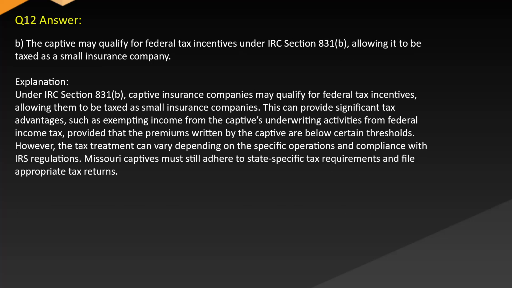Answer: B. The captive may qualify for federal tax incentives under IRC Section 831B, allowing it to be taxed as a small insurance company. Explanation: under IRC Section 831B, captive insurance companies may qualify for federal tax incentives, allowing them to be taxed as small insurance companies. This can provide significant tax advantages, such as exempting income from the captive's underwriting activities from federal income tax, provided that the premiums written by the captive are below certain thresholds. However, the tax treatment can vary depending on the specific operations. In compliance with IRS regulations, Missouri captives must still adhere to state-specific tax requirements and file appropriate tax returns.